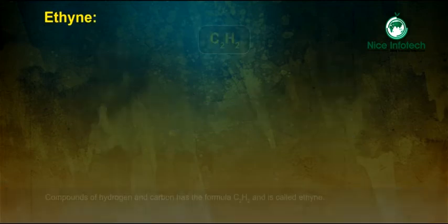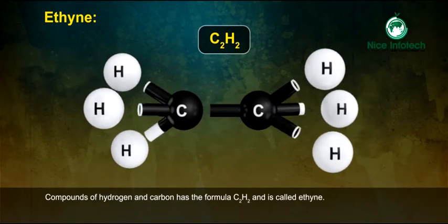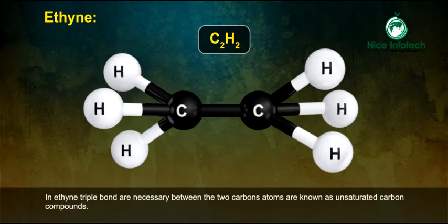Ethyne. The compound of hydrogen and carbon with the formula C2H2 is called ethyne. In ethyne, a triple bond is necessary between the 2 carbon atoms. These are known as unsaturated carbon compounds.